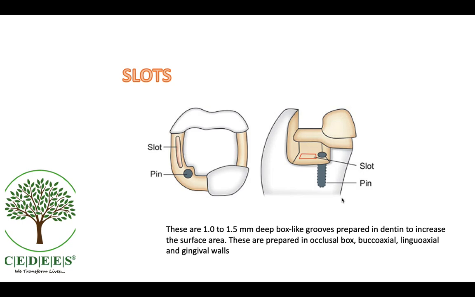Next question was, what are slots? Now, as you can see clearly in the picture, slots are 1 to 1.5 millimeters deep, box-like grooves prepared in dentine to increase the surface area. These are prepared in occlusal box, buccoaxial, linguoaxial and gingival walls to increase the retention and retentive features.